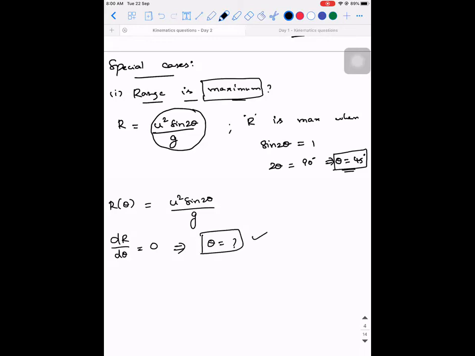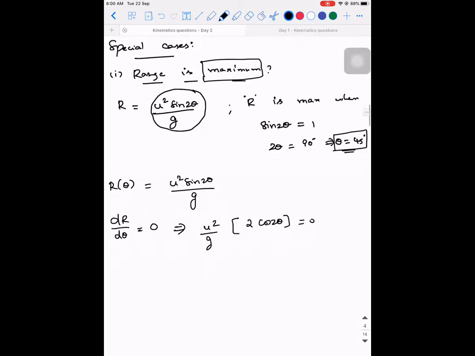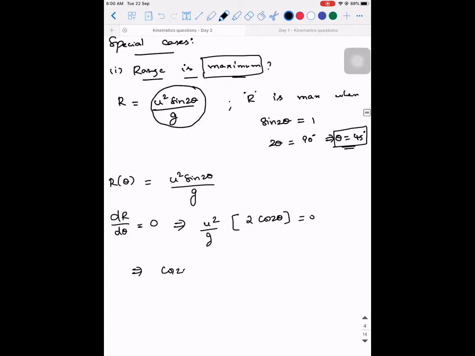Are you able to understand? That is also even one step only, not a big deal. I'll do it in flow. So u square by g is a constant, derivative of sine 2 theta is 2 cos 2 theta. Correct? Because derivative of sine is cos, derivative of 2 theta is 2. So 2 cos 2 theta is equal to 0, which implies cos 2 theta is equal to 0.